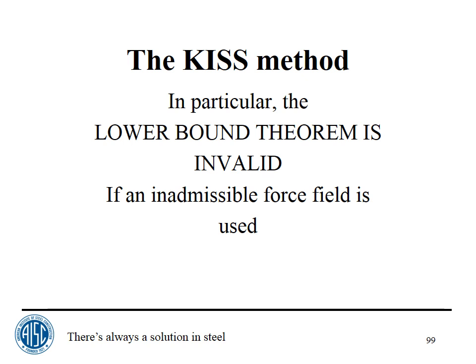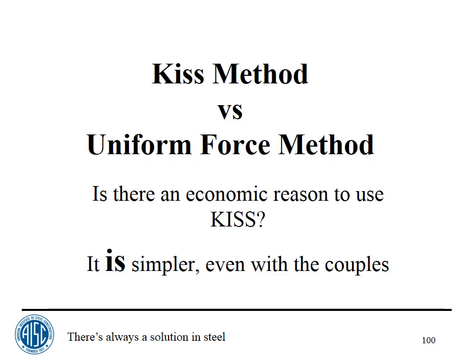Over the years, I've done lots of different ways to do this, and no matter what I did, if I missed something, somebody would catch it, and they would say, "Well, you didn't satisfy equilibrium here. You've got an eccentricity there." The KISS method is a perfectly acceptable way, and it satisfies all the requirements. So does the uniform force method. So does the parallel force method. So does the truss analogy method, which we won't discuss here very much, but it's certainly a viable method.